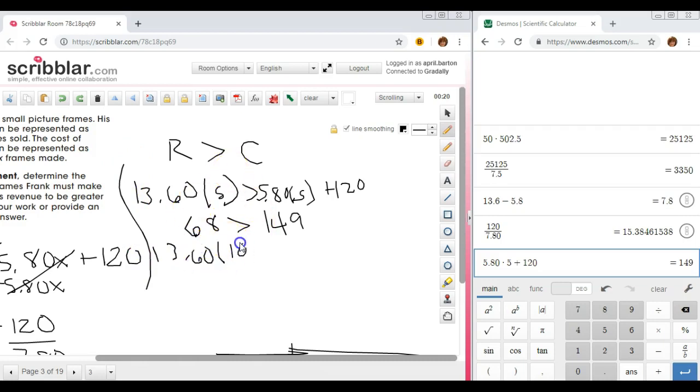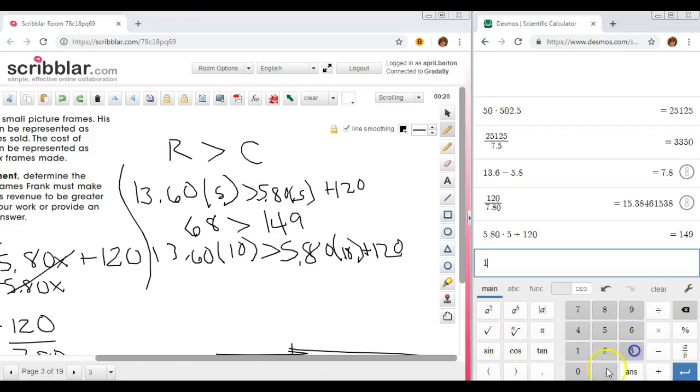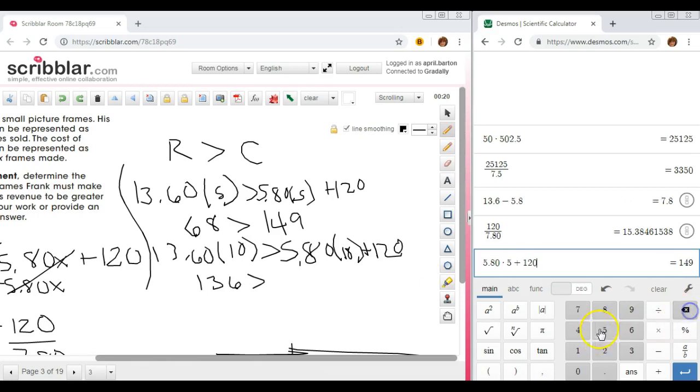And if you write this work out or discuss that you guessed and checked and looked for the cost and revenue for a certain number of frames, then you can still get full points even without setting up that entire equation and solving. So we try 10 frames, costs $136 to make 10 frames, or sorry, to sell 10 frames, and it costs 580 times 10 plus 120.